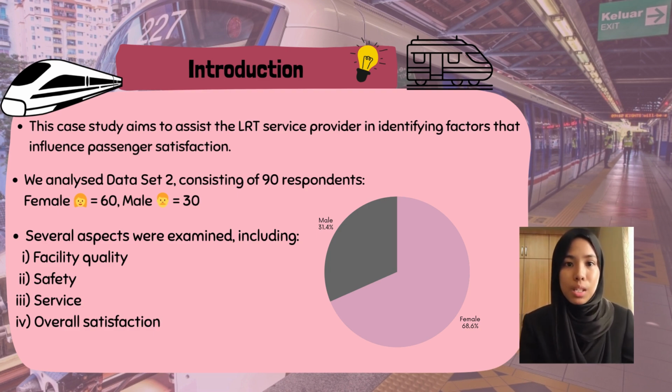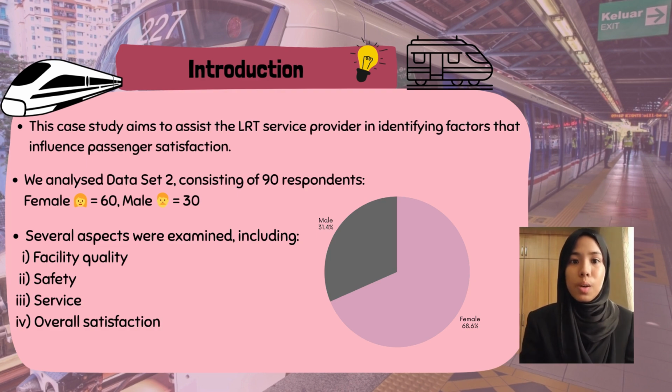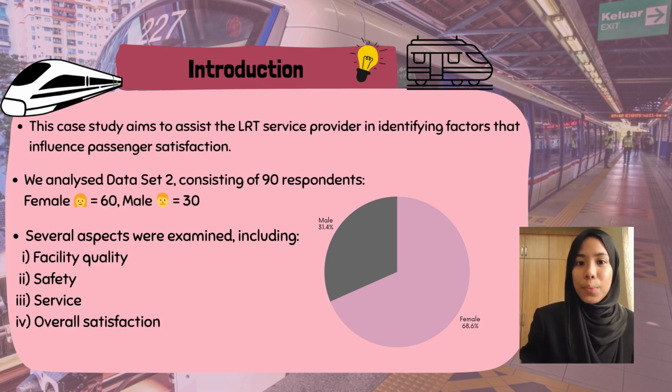For our analysis, we use dataset 2, which consists of 90 respondents. Out of these, 60 are female respondents and 30 are male respondents. In our study, we examined several key aspects that may affect satisfaction level, including facility quality, safety, service, and overall satisfaction. Each of us will now present findings based on the question given. Let's start with question 1.